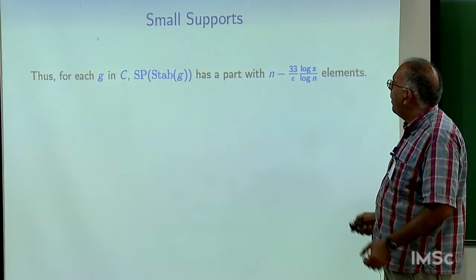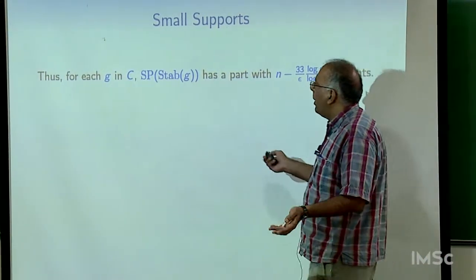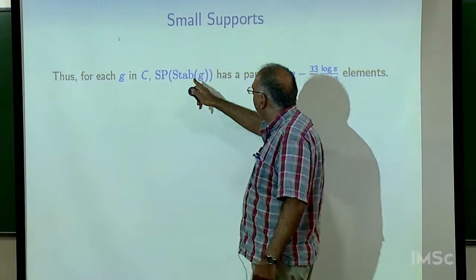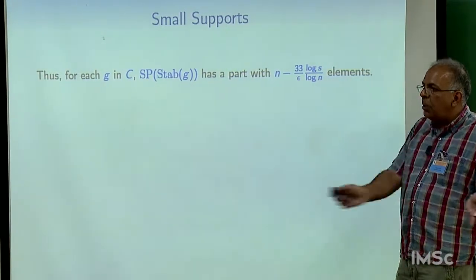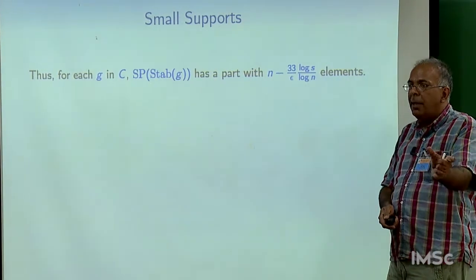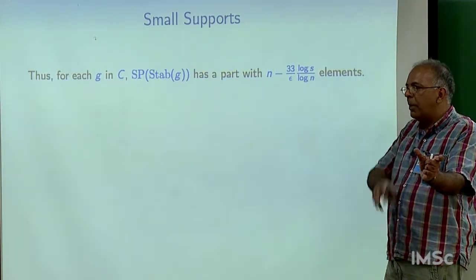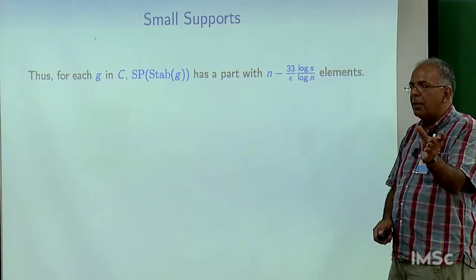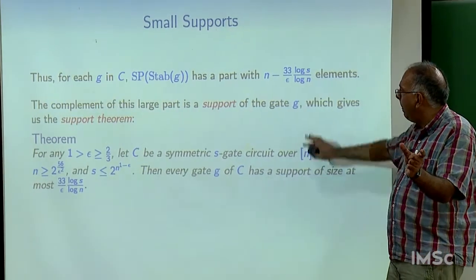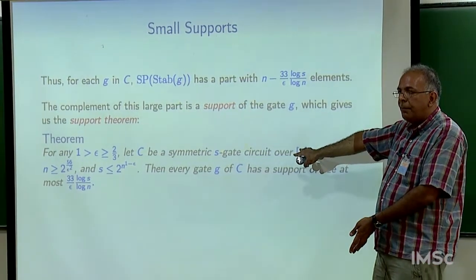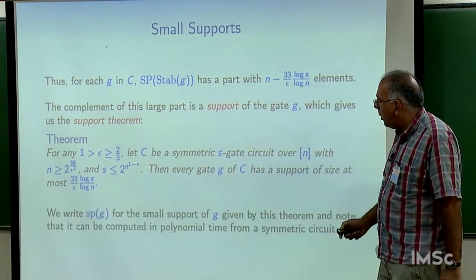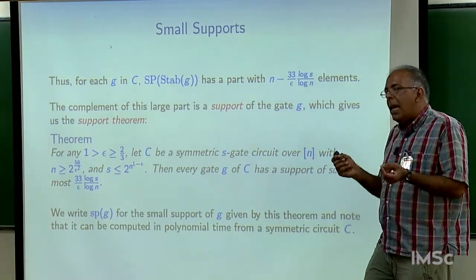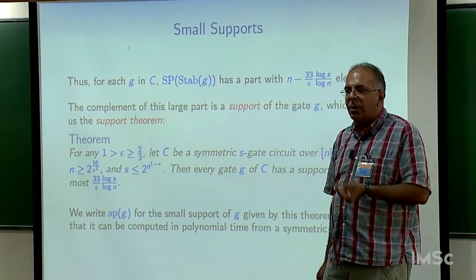Now, what do we have? We know that in a symmetric circuit, every gate has a supporting partition which has one enormous part. Therefore, the union of all the other parts is a support, in the sense we said. If you fix all of those, you fix the partition, therefore you're in the stabilizer group of the gate. And that's our support theorem. So now we have, in a polynomial size circuit, every gate has a constant size support.